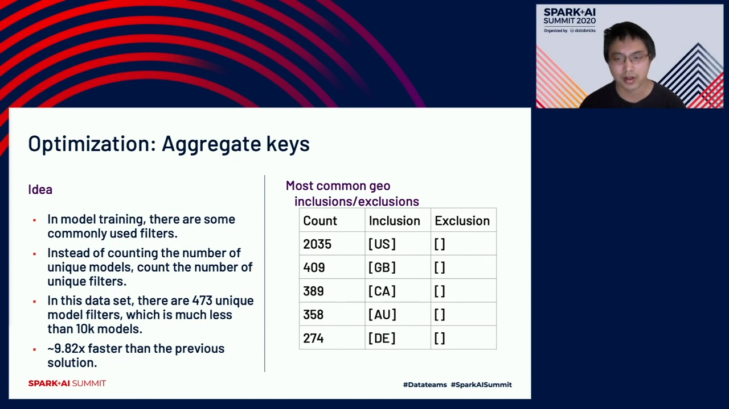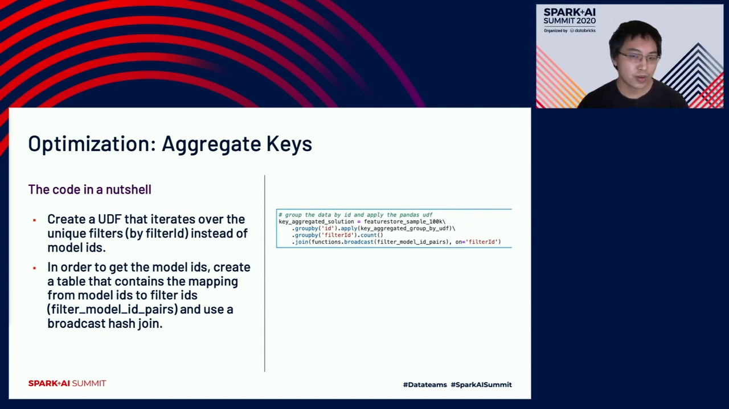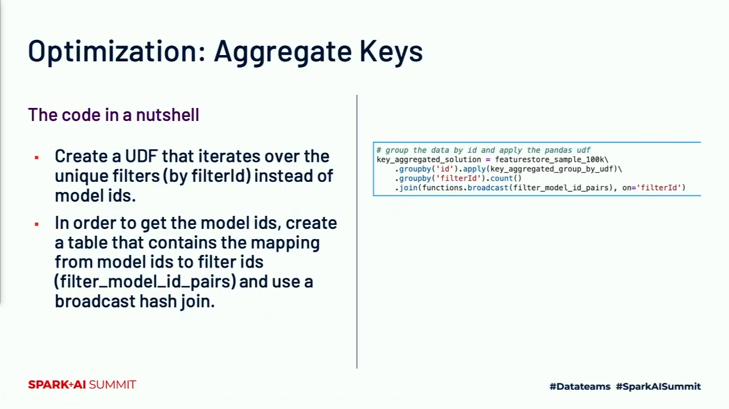So again, to discuss the code in a nutshell, we're going to write our UDF so that, instead of going over each model in the inner nested for loop, we go over each filter in the nested for loop. And in order to generate the actual model IDs instead of the filter IDs, since there are only about 10,000 unique models, we can just store a table with all of the filter ID, model ID pairs in memory and use a broadcast hash join. So for our expensive data processing step, we're going to iterate over the filter IDs because it's very, very fast.